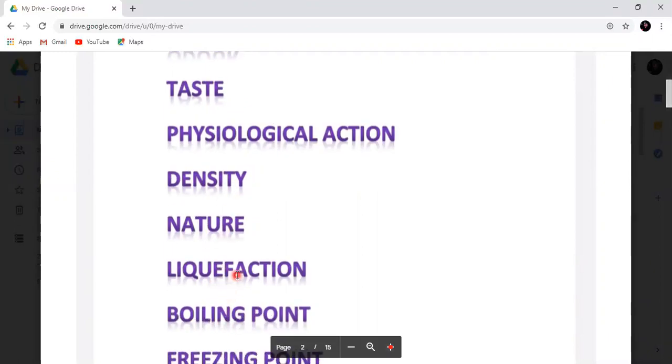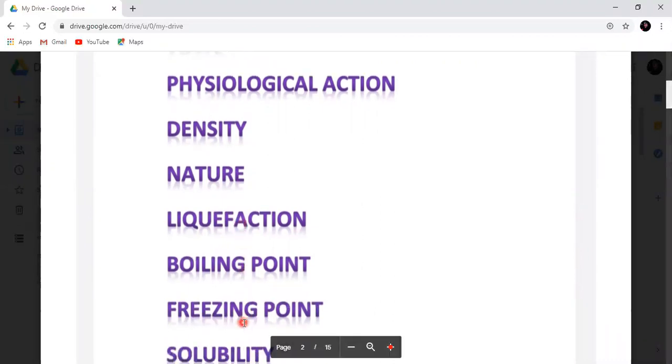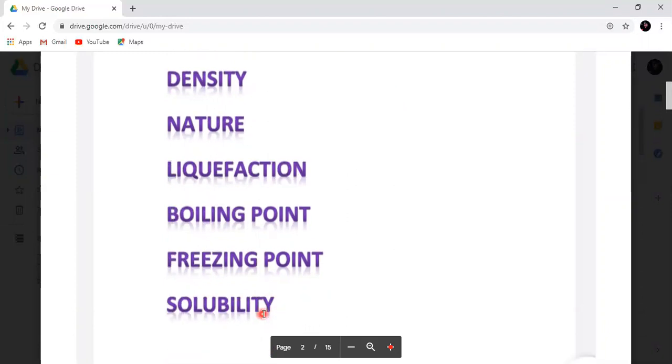Liquefaction: it can easily liquefy at 10 degrees Celsius, but that is attained by compressing it at a pressure of 6 atm. Boiling point: it boils at minus 33.5 degrees Celsius. Freezing point: it melts at minus 77.7 degrees Celsius. Solubility: it is highly soluble in nature.